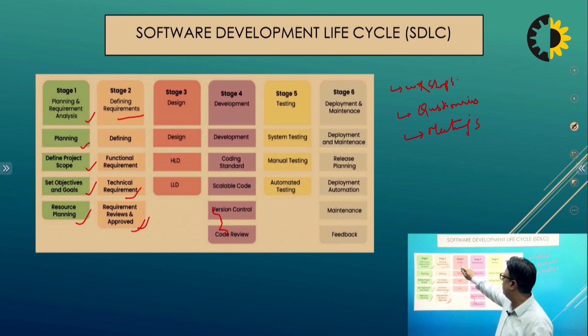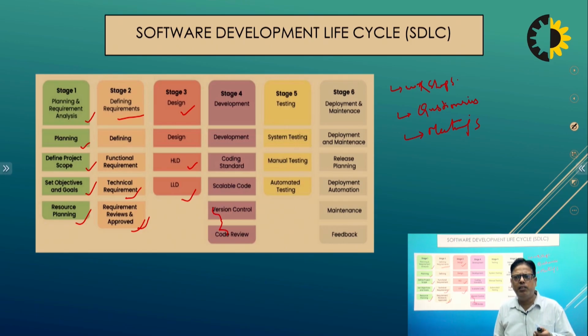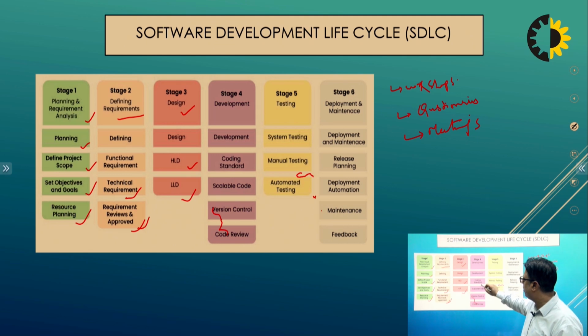The third phase is the designing phase: high level design and low level design. We use ER diagrams, DFD diagrams and use case diagrams. Different methodologies are basically used in the designing phase. We use the top down approach and the bottom up approach, so different types of approaches are available in the designing phase. The fourth one is the development phase: development, coding standards, scalable code, version control and code reviews.